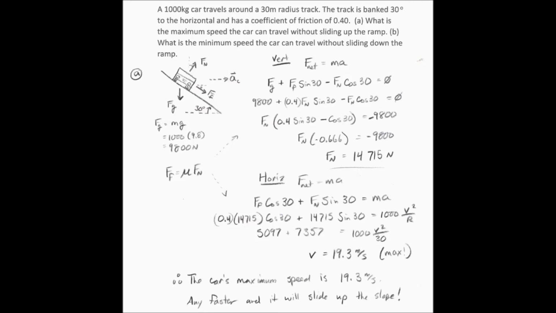So the car's maximum speed is 19.3. Don't forget your therefore statement. Any faster and it will slide up.